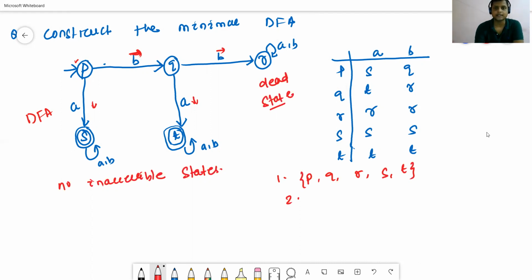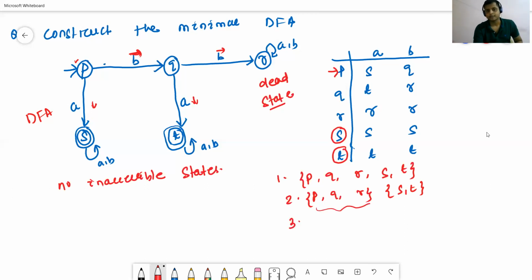Here, P is the initial state and the final states are S and T. So P, Q, R is one group, and S, T is one group. So now ST is one state. Now we'll try to separate these states. P, Q, R.